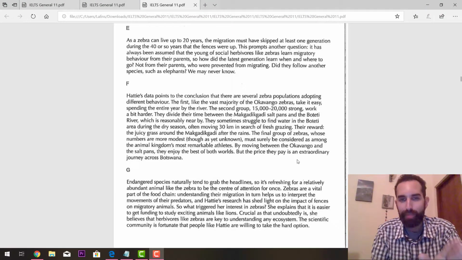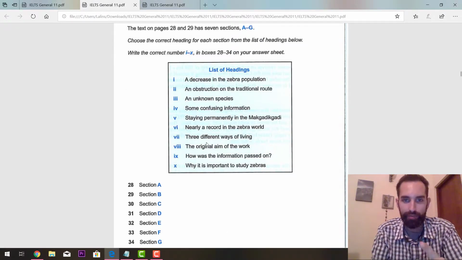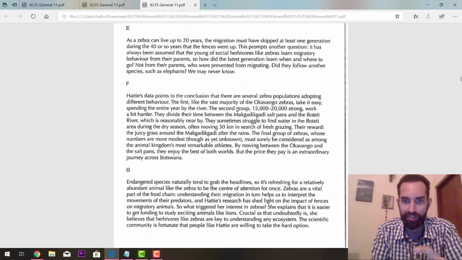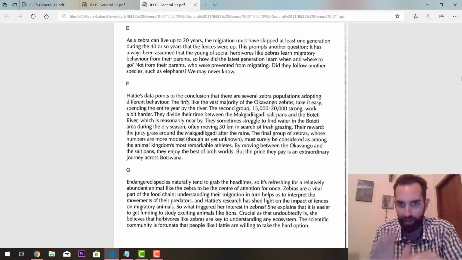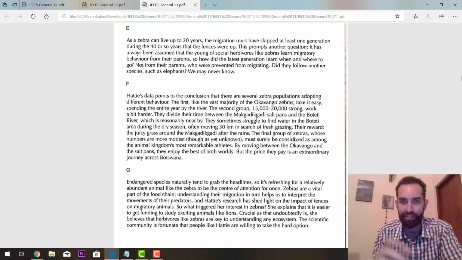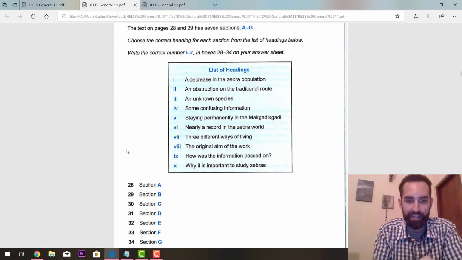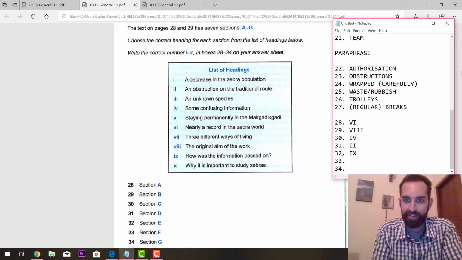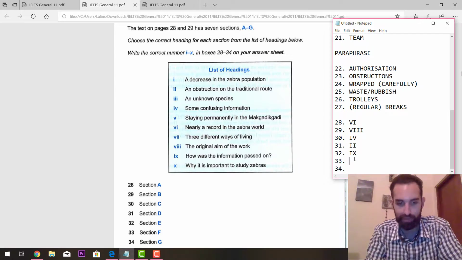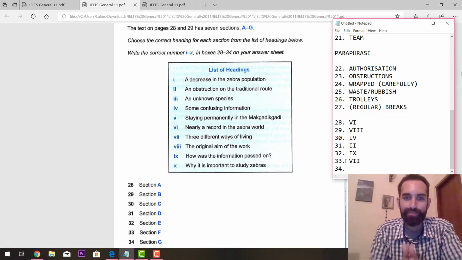Okay, now this paragraph is kind of giving it away, because as you look over this, you can see it says 3 different ways of living. And they mention here, first, they talk about different zebra populations. And you've got first, and then the second group, and then the final group of zebras. That's 3 groups, and they're talking about the different ways they live. 3 different ways of living. That one is clearly VII. So that one was relatively simple too. Kind of gave away the game there. There we go, VII. And now the last question, which is section G.